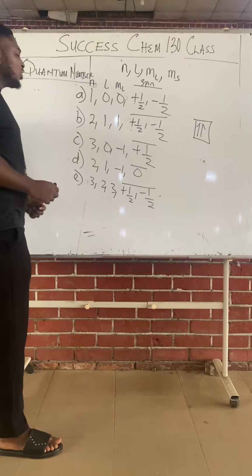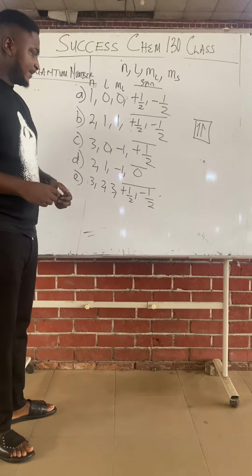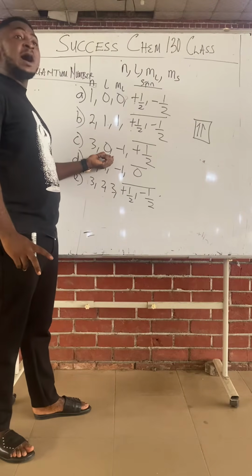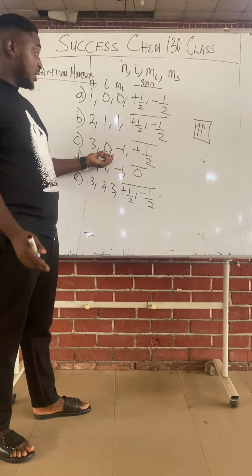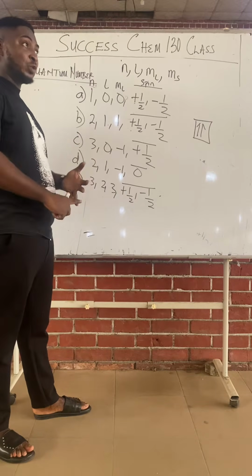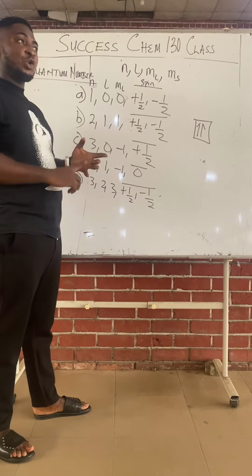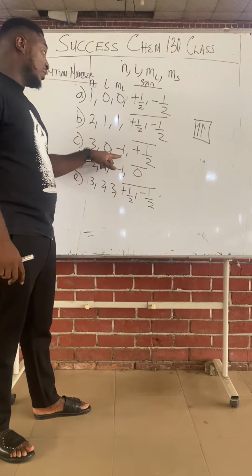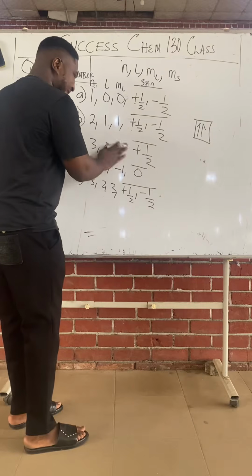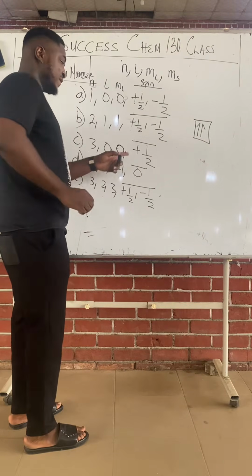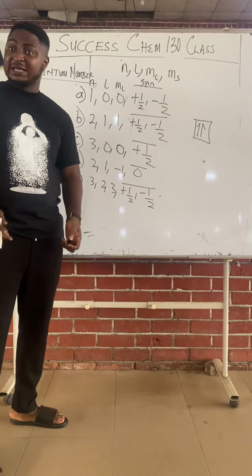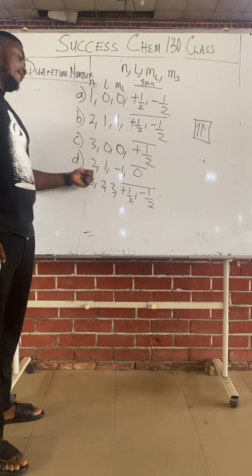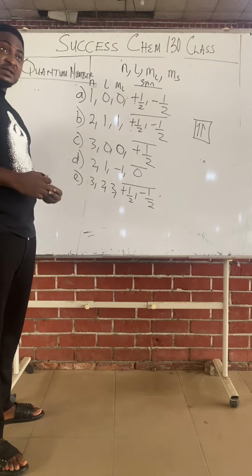Let's go to C. What's wrong with C? Principal is 3, always correct. Can our azimuthal be 3? No. Our azimuthal can be 0, 1, 2, but it can never be 3, right? If our azimuthal is 0, then our magnetic should also be 0. This can be correct, meaning that it's just one electron, right? And it's facing up. Correct, right? This guy is correct.